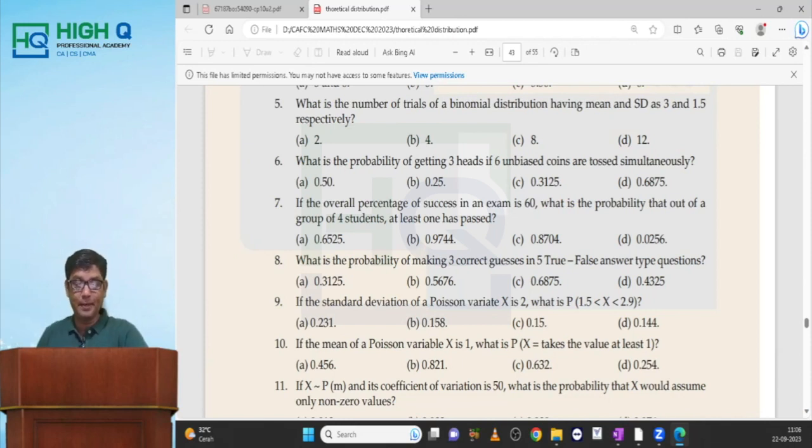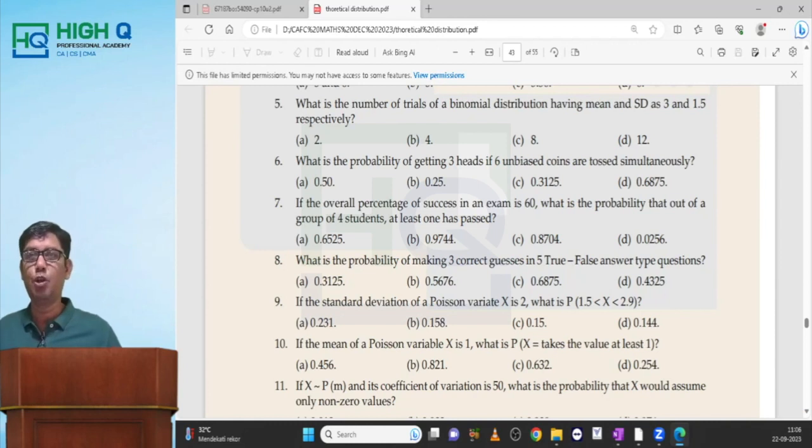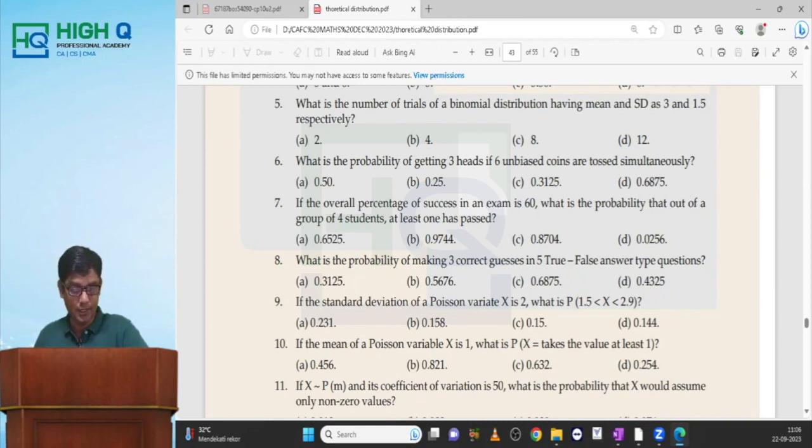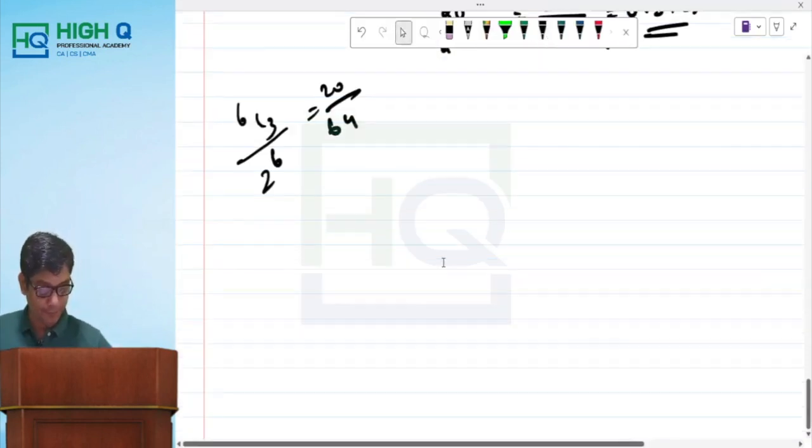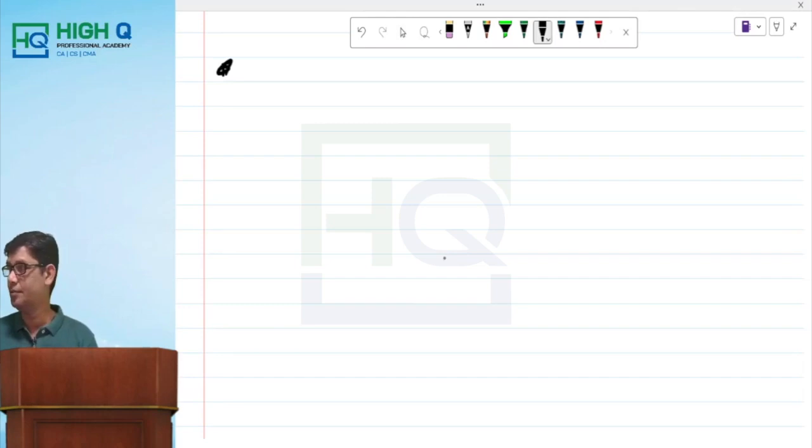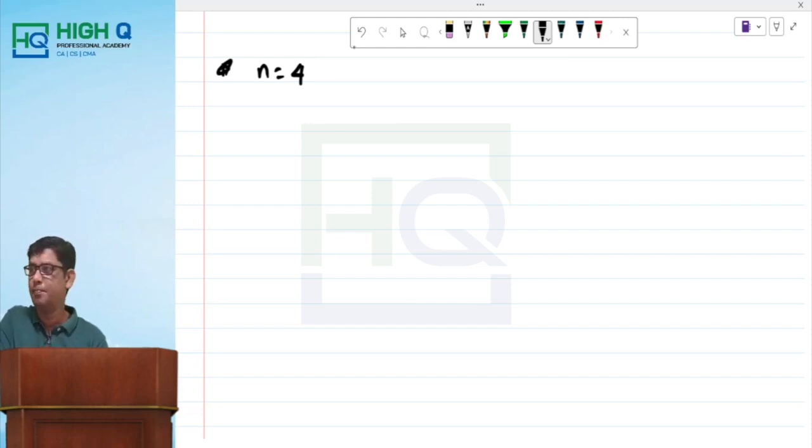If the overall percentage of success in an exam is 60, so P is equal to 0.6 because the percentage is given. 60 by 100, which is 0.6. Please write P is equal to 0.6. What is the probability that out of a group of 4 students, so N is equal to 4, at least one has passed? Look at this. Please listen here. What is N equal to? 4. Please keep quiet and listen here. What is P equal to? So what is Q equal to?